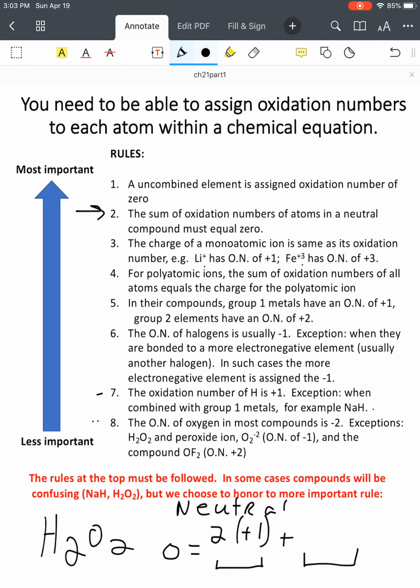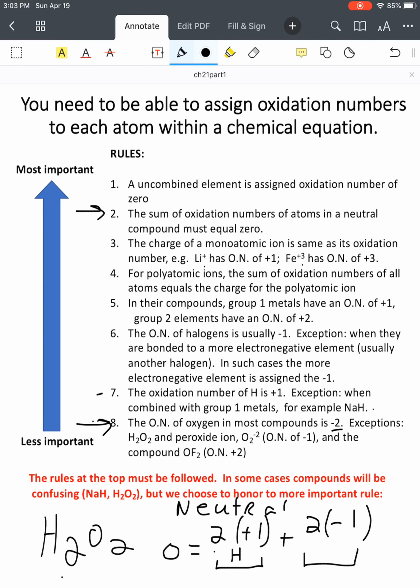So since I have 2 atoms of hydrogen in my compound, I do 2 times +1. That's hydrogen's contribution, isn't it? Indeed, the oxidation number for hydrogen in this compound is +1. But what about oxygen? I mean, I've got 2 copies of it. And it seems like to make the math work, its oxidation number has to be -1. But my rule number 8 tells me that usually my oxygen's -2.